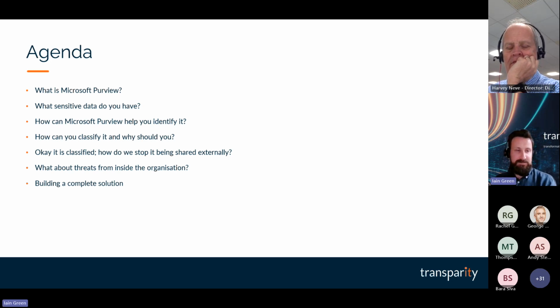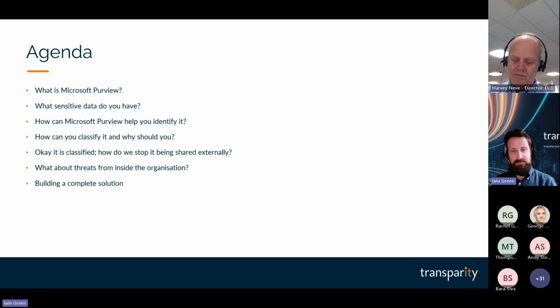And then once you've identified it, then we'll talk about how you might classify it. And not only how you might do it, but why you should, and how that will help you in your compliance journeys going forward. And then when we understand where it is and once it's classified, then how do we stop that from being shared externally? That doesn't always have to be malicious.